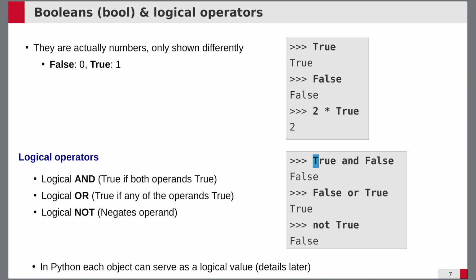Otherwise, you can combine them using logical operators like the AND operator. This would give you true if both of the operands are true, or with the logical OR, which would give you true if at least one of them is true. Or you can apply the NOT operator, which would just flip the value of the logic. So if it's true, it would become false.